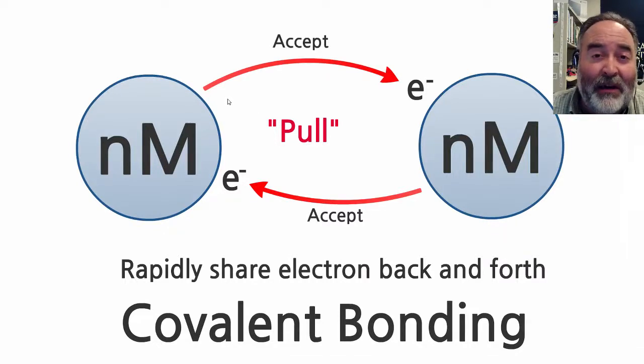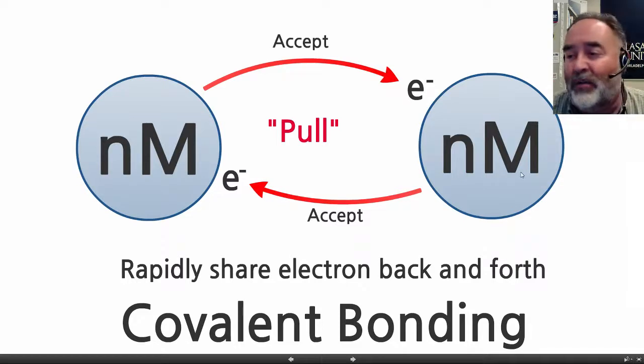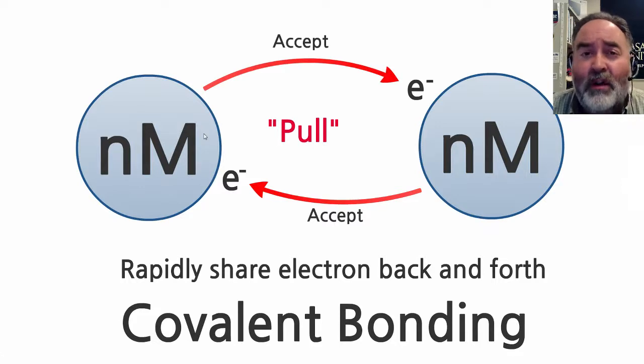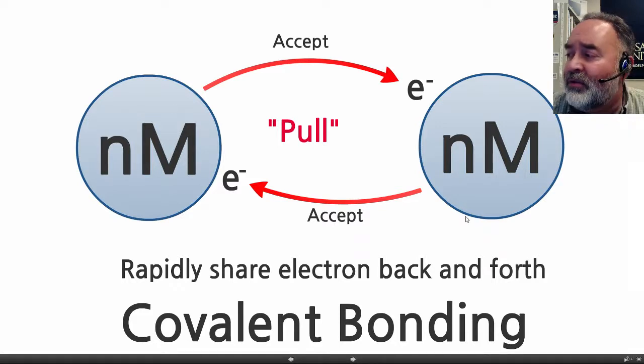But with metallic bonding, they were pushing them. I don't want it. It's like a hot potato. I don't want it. With nonmetal and nonmetal, similar bonding, but different force. Pull versus push. I'll take yours. No, I'll take yours. Rapidly share the electron back and forth.